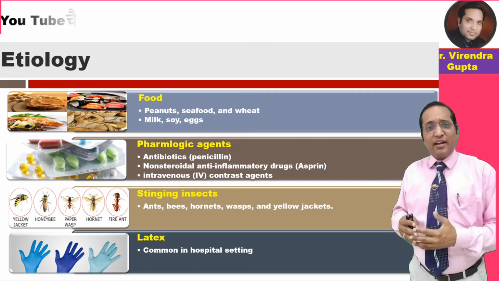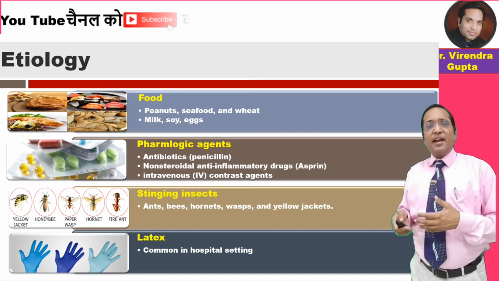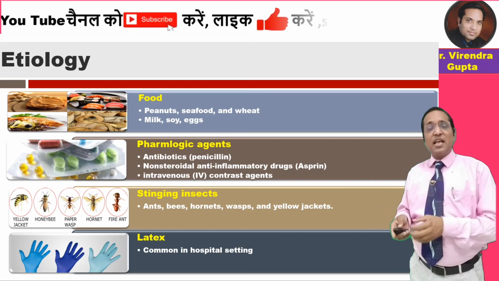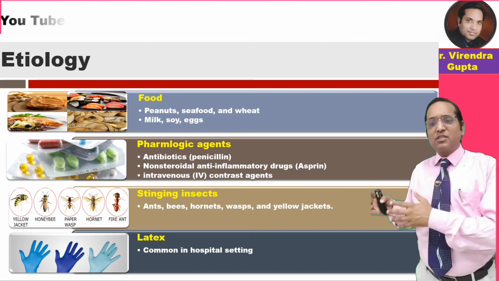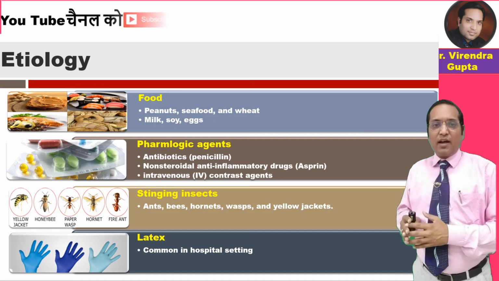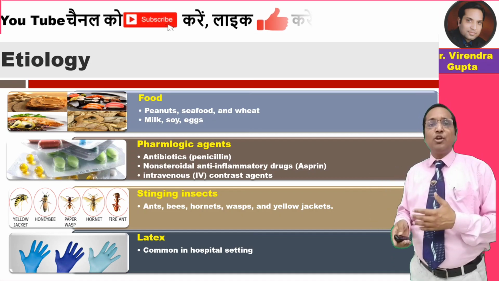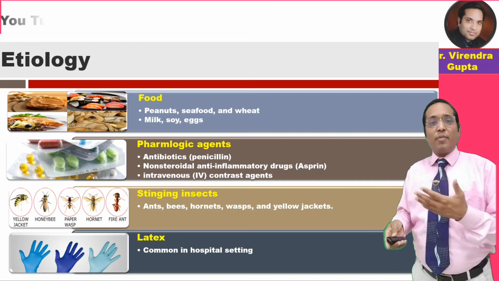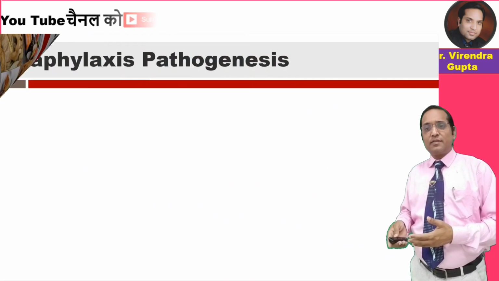Non-steroidal anti-inflammatory drugs such as aspirin may cause anaphylaxis, and intravenous contrast agents may cause anaphylaxis. Stinging insects are ants, bees, hornets, etc. Latex is a less common cause of anaphylaxis, but it may be common in the hospital setting due to the use of latex gloves or other common particles used in hospitals.